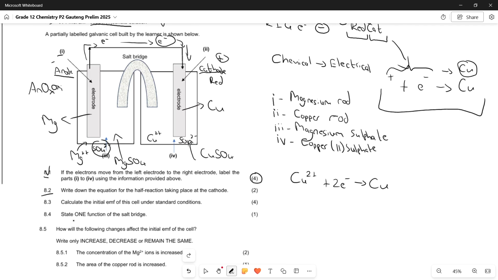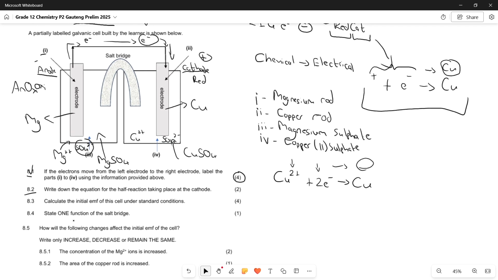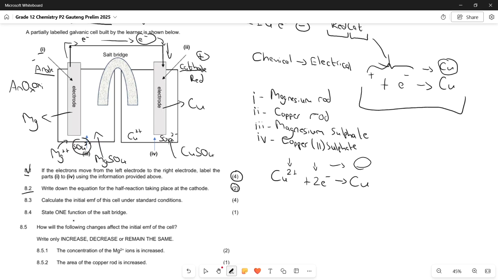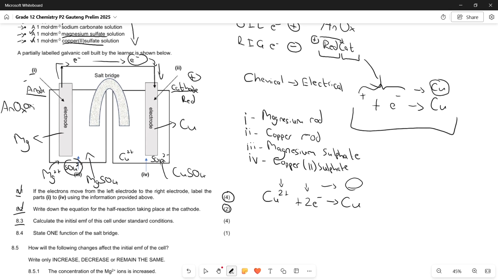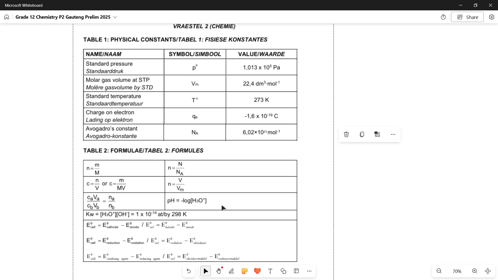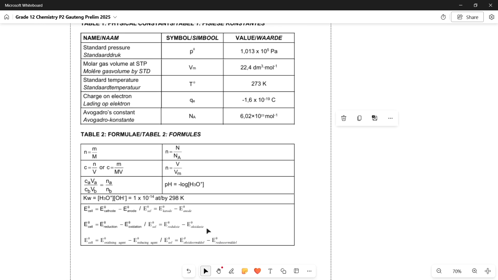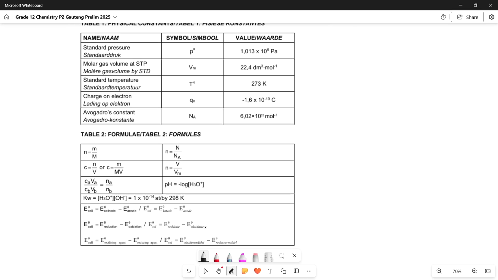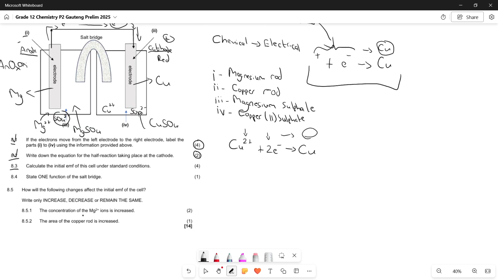So if we write it like this, with reduction is the gain of electrons happening at the cathode, we have then got our ions and our electrons forming the metal on the right side. Okay, and that would earn us 2 marks over there, because then 8.3 says calculate the initial EMF of this cell under standard conditions. Because if we look over here, we have the formula for our cell under standard conditions on our formula sheet, which means we have the E cell over here, which is the E cathode minus E anode. So we can just go ahead and write that along.